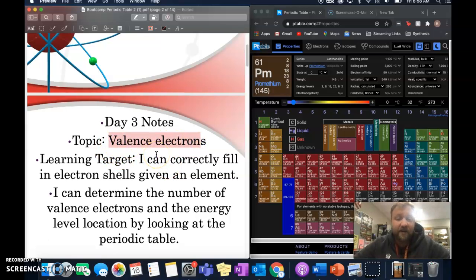Our learning target: I can correctly fill in electron shells given an element. Also what we call orbitals and energy levels. So shells, orbitals, energy levels, you might hear all three. I can correctly fill in electron shells given an element, use what are called Bohr models, and I can determine the number of valence electrons and the energy level location by looking at the periodic table, which is really easy.